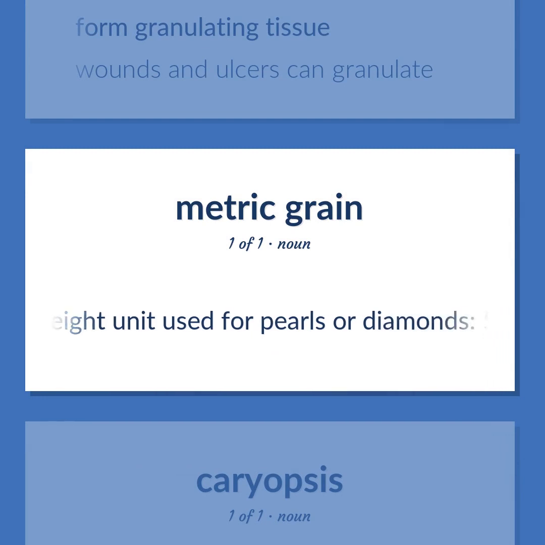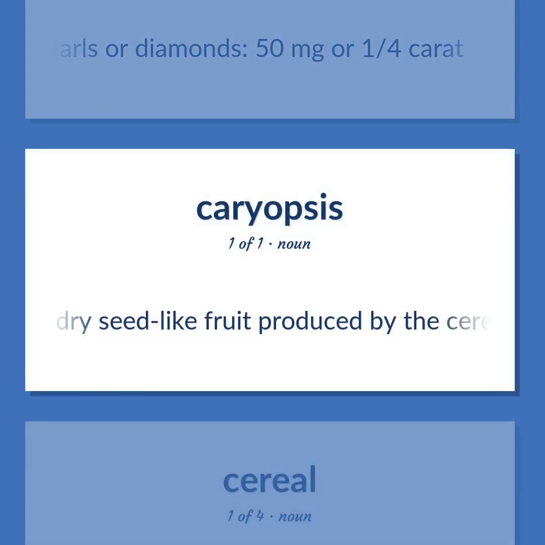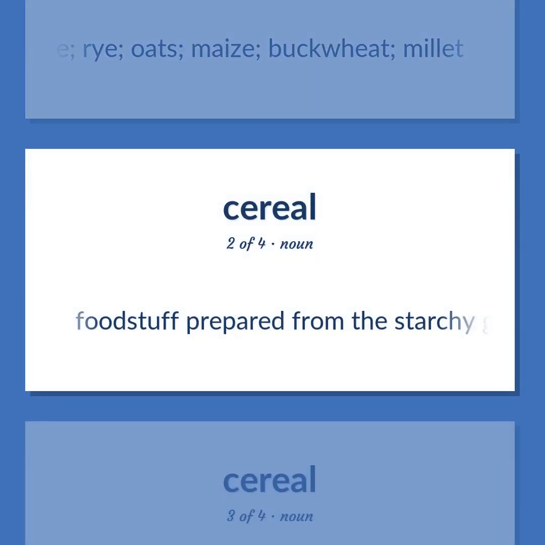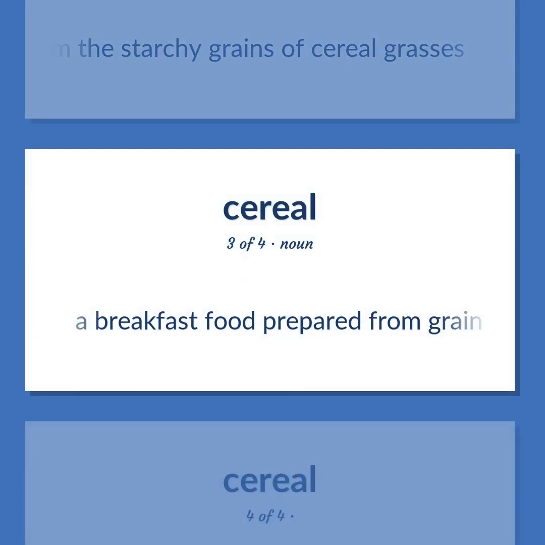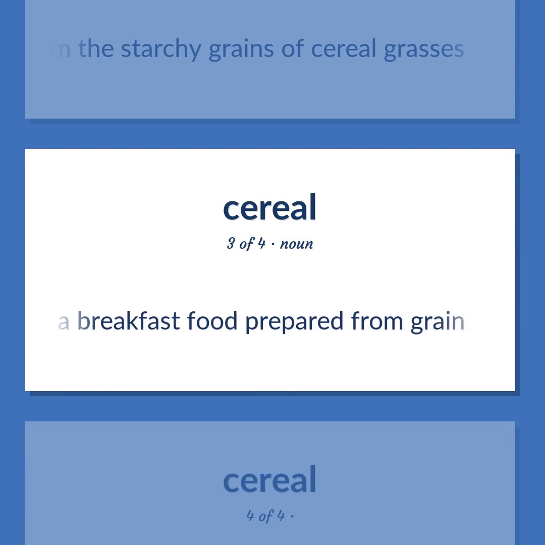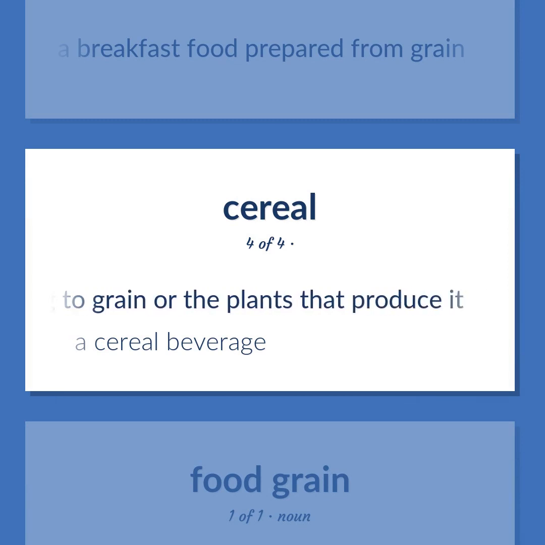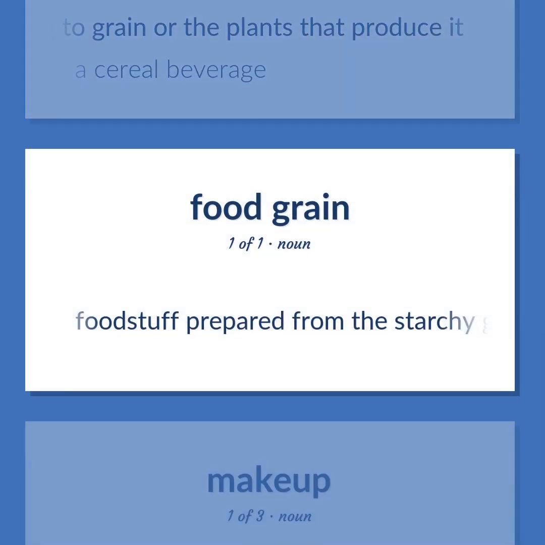A weight unit used for pearls or diamonds, 50 milligrams or 1/4 carat. Dry seed-like fruit produced by the cereal grasses, e.g. wheat, barley, Indian corn. Grass whose starchy grains are used as food: wheat, rice, rye, oats, maize, buckwheat, millet. Foodstuff prepared from the starchy grains of cereal grasses. A breakfast food prepared from grain. Made of grain or relating to grain or the plants that produce it. A cereal beverage. Foodstuff prepared from the starchy grains of cereal grasses.